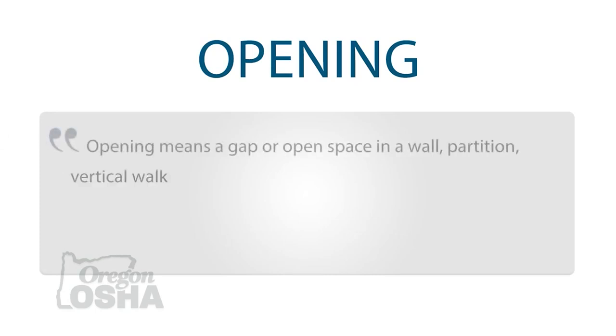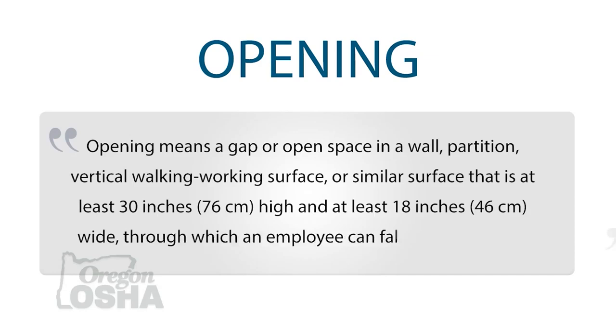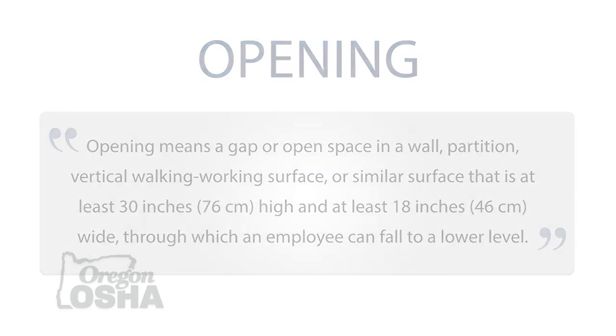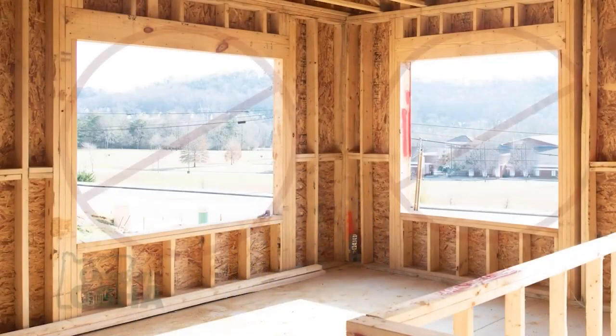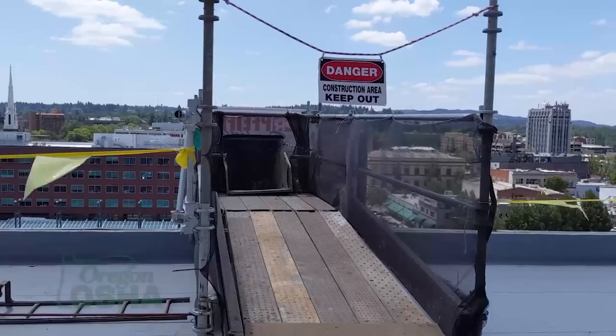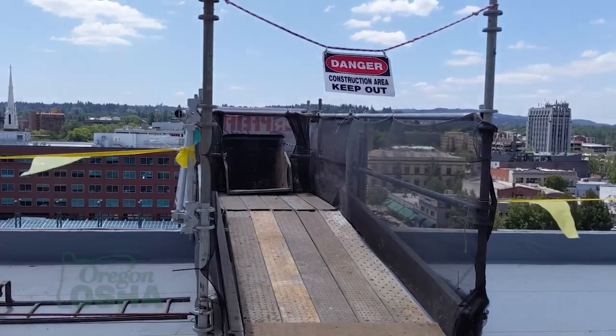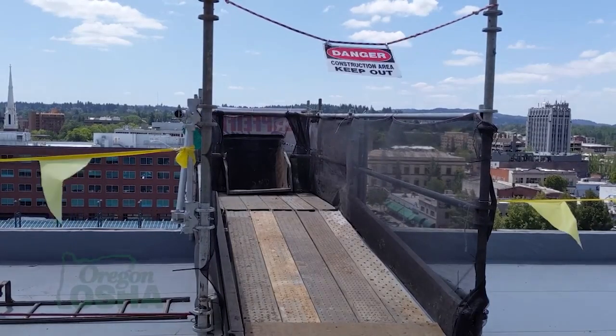An opening in the walking working surface rules means a gap or open space in a wall, partition, vertical walking working surface, or similar surface that is at least 30 inches high and at least 18 inches wide, through which an employee can fall to a lower level. So an opening is always going to be in a vertical surface, such as a window opening if the glass is actually removed. It could be an opening in the wall if there is a debris chute, a trash chute, where there is the potential where an employee could fall into that opening and to a lower level.